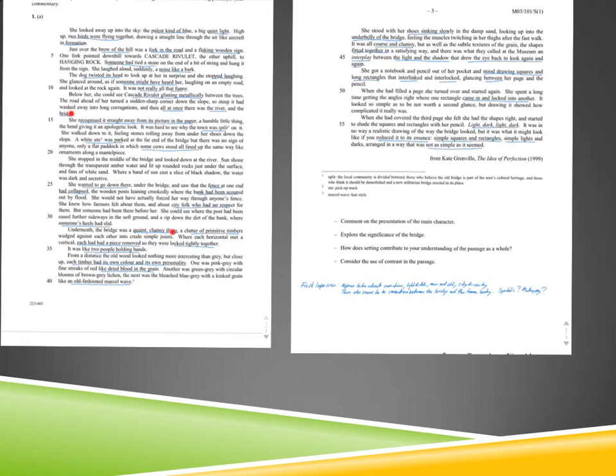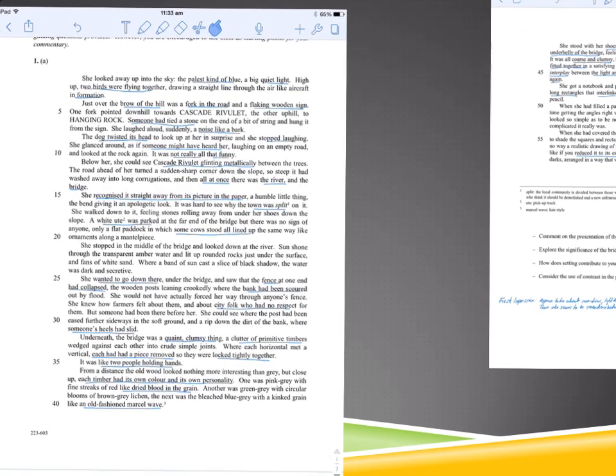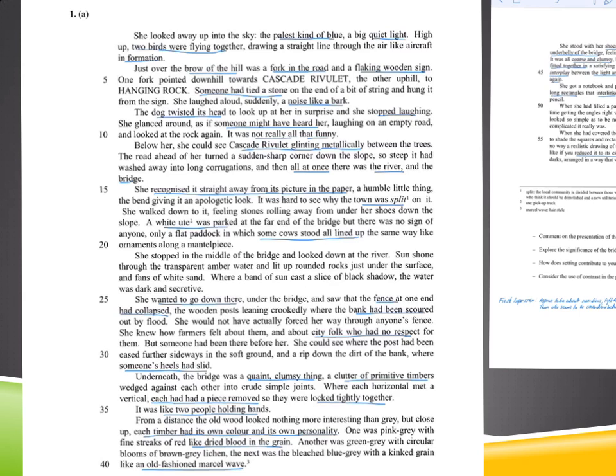So here are my initial notes on this passage. Oh, sorry, I thought it would go on top. We'll move this one over here. So I've noted the palest kind of blue and the quiet light, two birds flying together in formation, the brow of the hill, the fork in the road, someone had tied a stone, she laughed and it noised like a bark, and then we have a dog twisting its head, etc. So you can see things that I've observed here as I've gone through it.